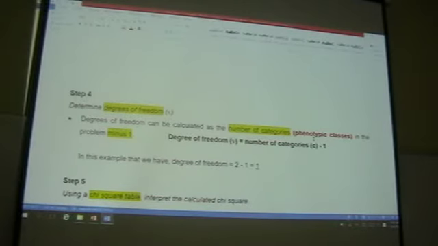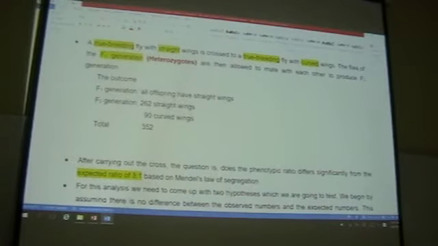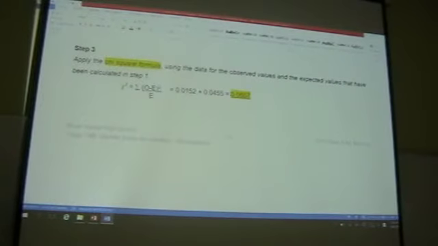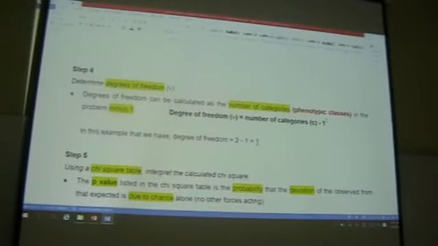Now, how do I know the degree of freedom is 1? Let's go back. When you do your interbreeding of F1, look at the phenotype. How many phenotypic classes are there? 2. The first class is straight wings, the second one is curve. So the degree of freedom is 2 phenotypic classes minus 1 equals 1. So my chi-square value is 0.607 and my degree of freedom is 1.